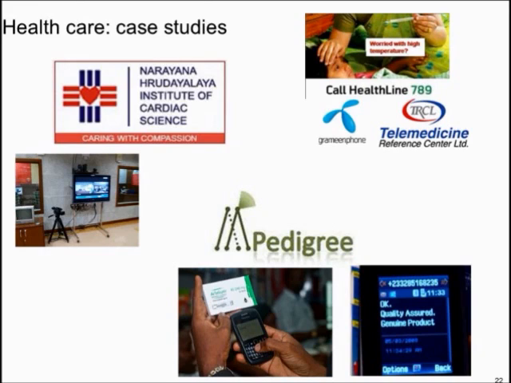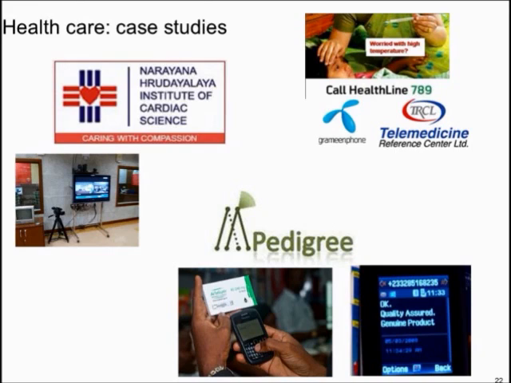Then I move on to the third sector, the healthcare sector. Then we looked at in total about 3 case studies. Here you see a direct access model, that's Pedigree. That one I will single out and talk about in the next slide.